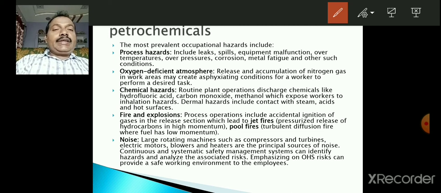So, the chemical hazards are very dangerous because they cause breathing problems for the workers. These gases, carbon monoxide is a dangerous one, and methanol is also dangerous, hydrochloric acid is also dangerous, because if they come in contact with persons, the skin may be burnt. So these problems must be taken into consideration and such conditions avoided.